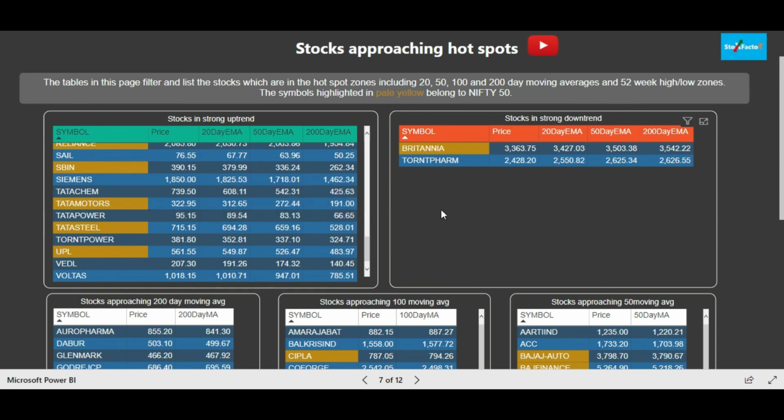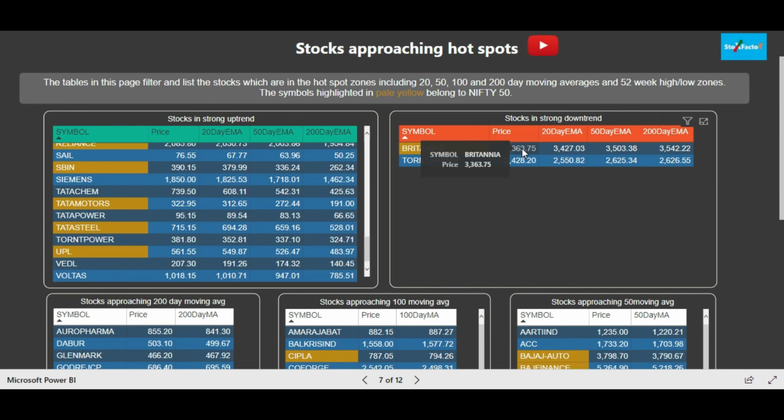Now let's see the vice versa case, that is the stocks which are in strong downtrend. In case of Britannia, it is trading below all the three moving averages, and the highest value is of the 200-day moving average, and the 50 is trading below that, and the 20 is trading even below that, and the stock price is trading even below the 20-day moving average. So friends, in case of Britannia, you can look for opportunities whenever it takes a bounce near the 50-day moving average. You can consider it as a shorting opportunity, provided you take your stop loss also and hedge your positions accordingly.